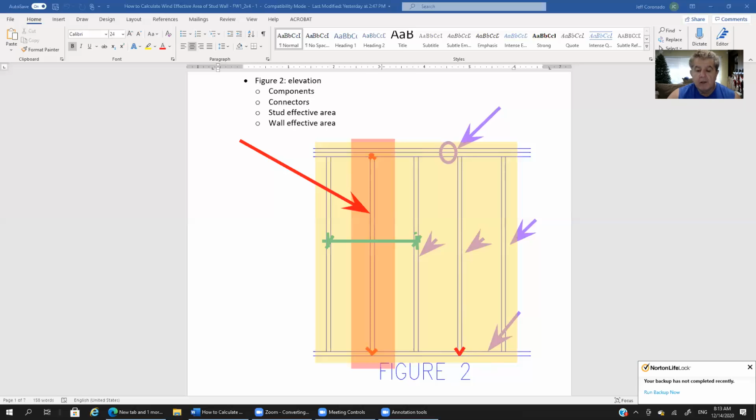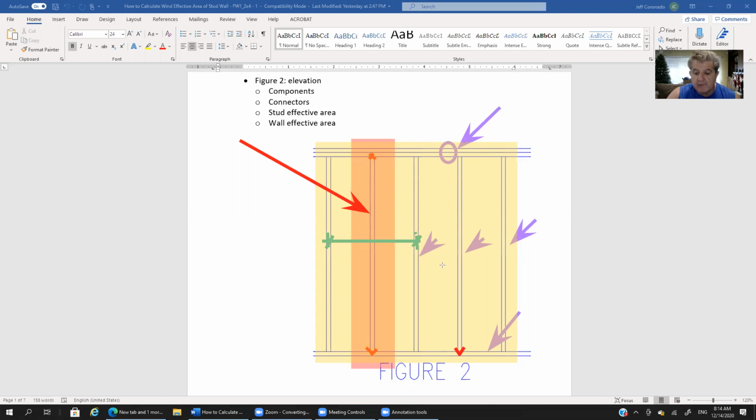But now we need to consider, what is the effective area? What is the effective area for the nails? Is it going to be the same effective area as it was for the stud? Even though the nails are transferring the load from the stud into the sill plate, will it be based on the effective area for the stud? The answer is no. We need to look at the effective area for the nails.